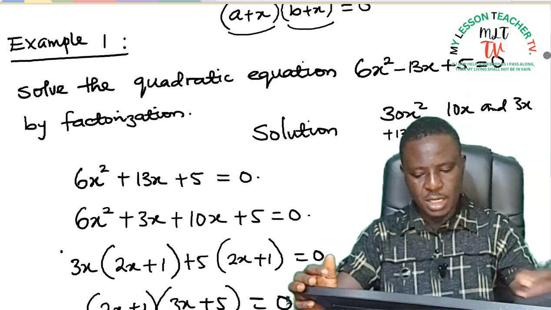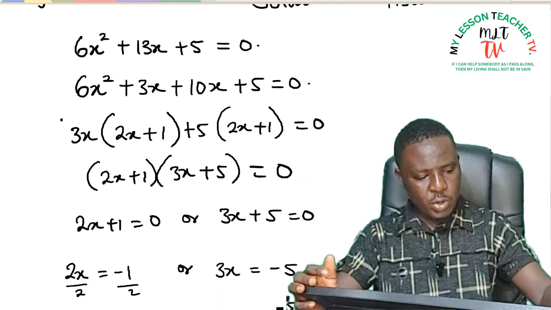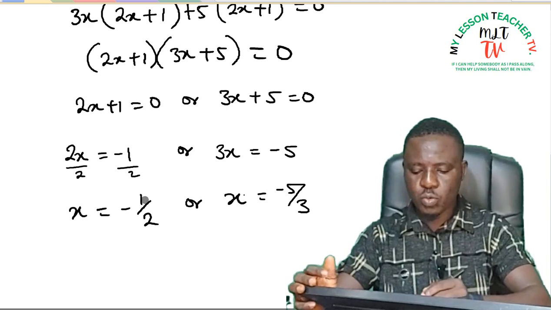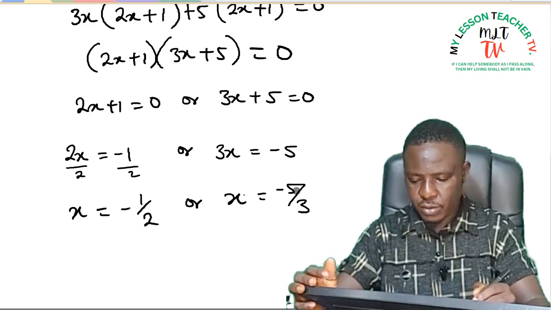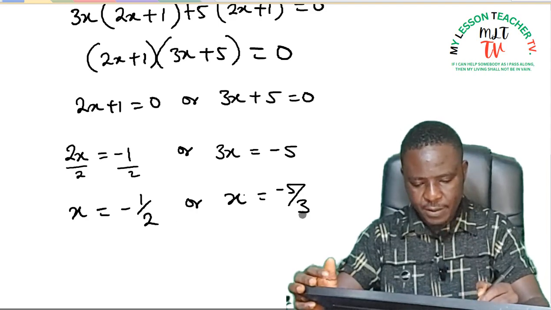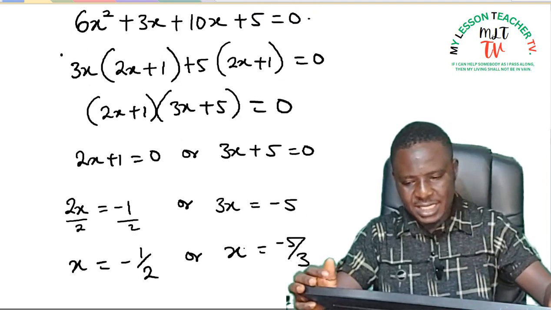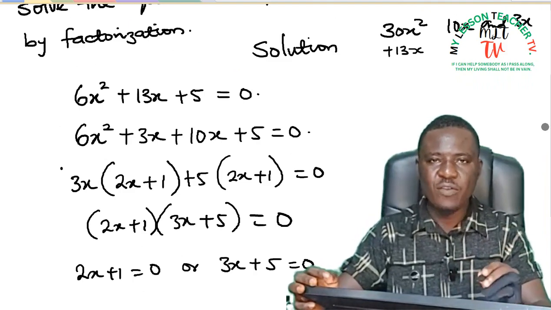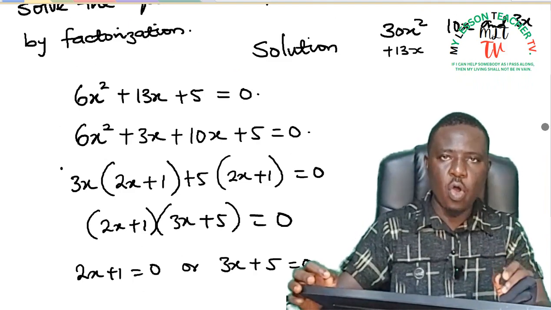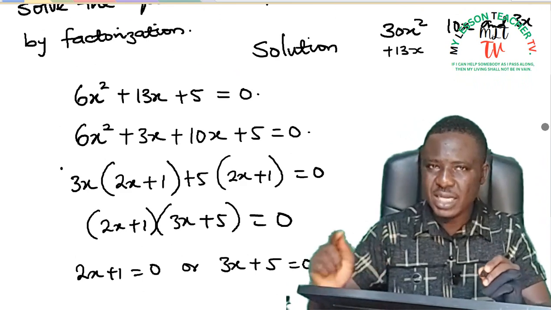Solution means it is only when x is equal to minus half or minus 5 over 3 that this equation is said to be equal to 0. And we refer to that as the solution or the root of a quadratic equation.